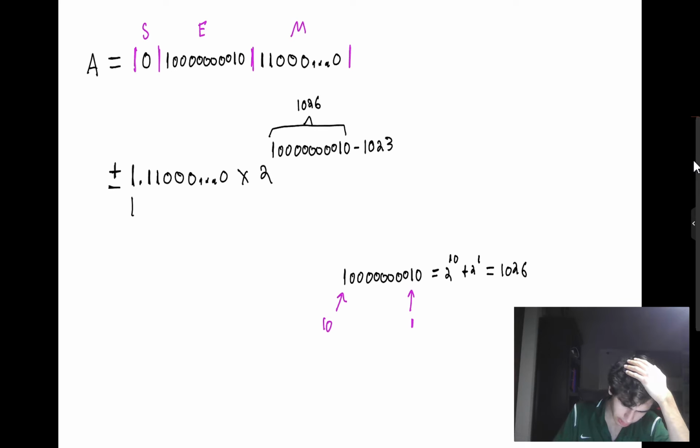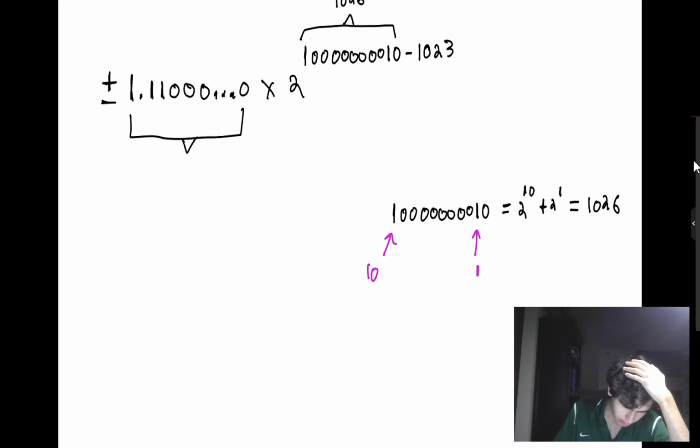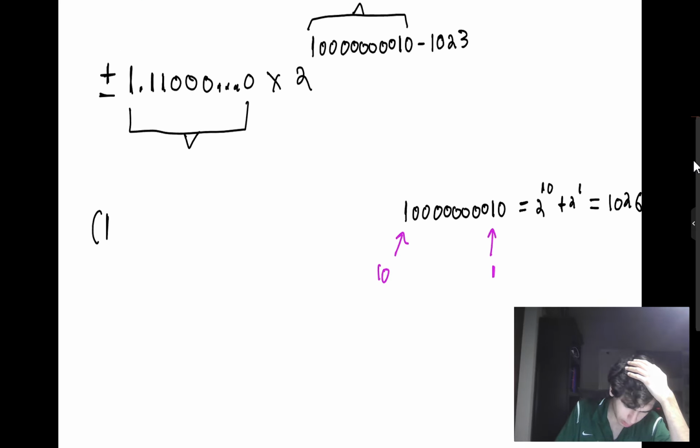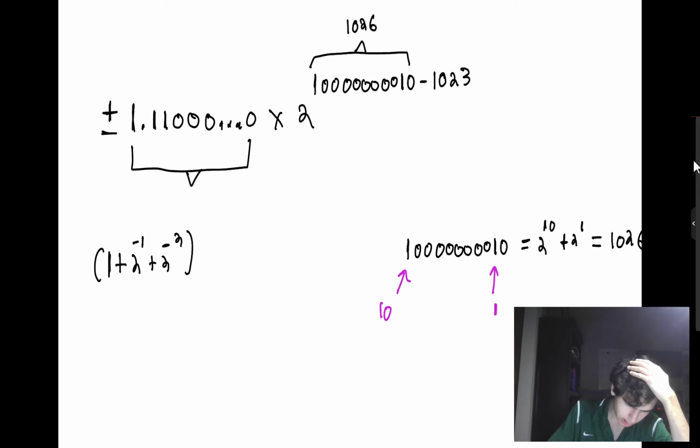And now we've got to convert this one. So it's going to be 1 plus 2 to the negative 1 plus 2 to the negative 2. And the reason why is because this is index 0, index negative 1, index negative 2. 2 to the 0 plus 2 to the negative 1 plus 2 to the negative 2 is equal to all this.